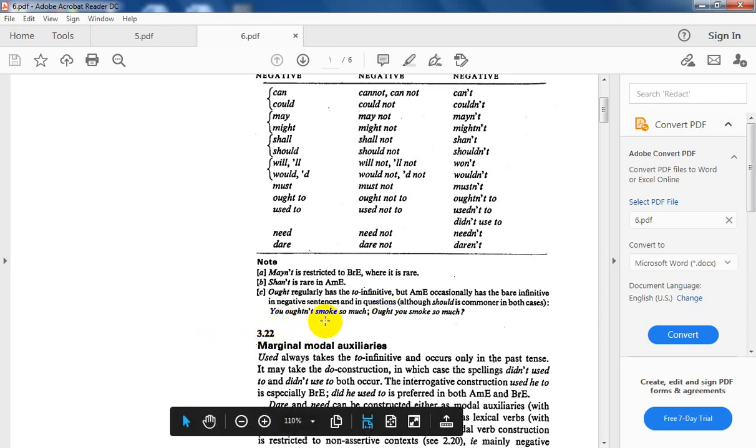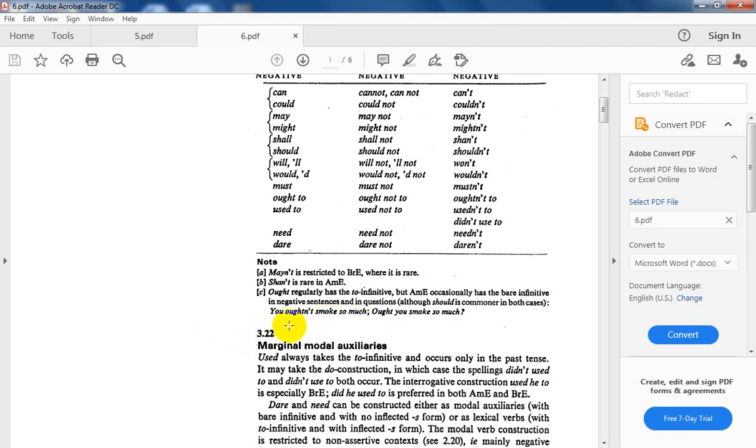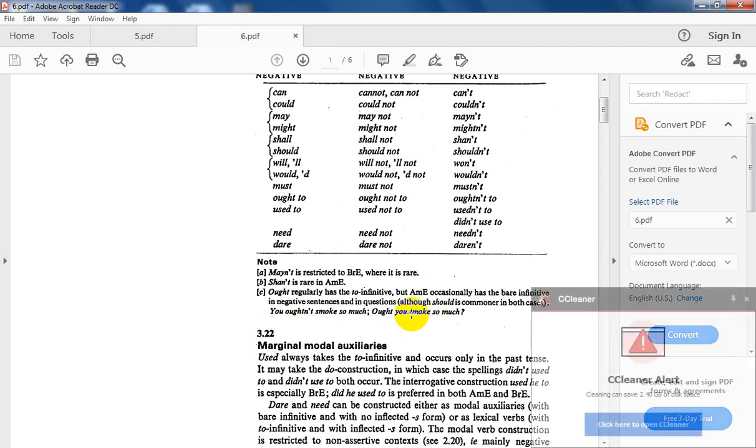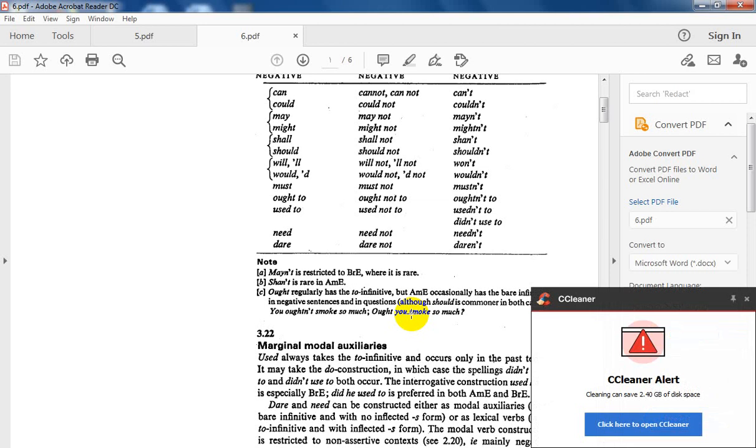You ought not smoke so much. You see, this is American one. There is no to here. Ought you smoke so much? Here again, not ought to full form. It is only ought without to.